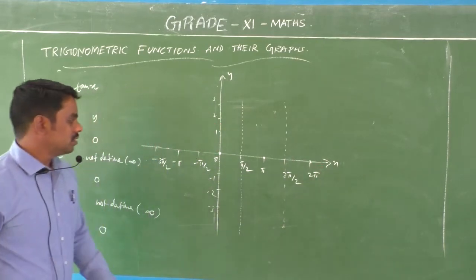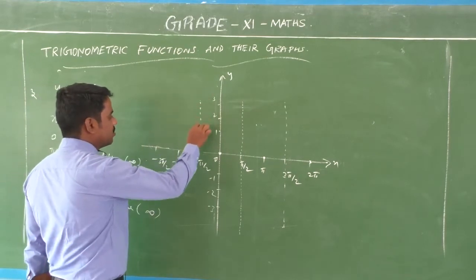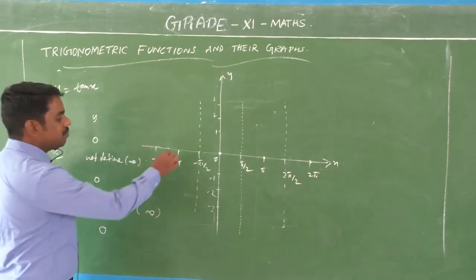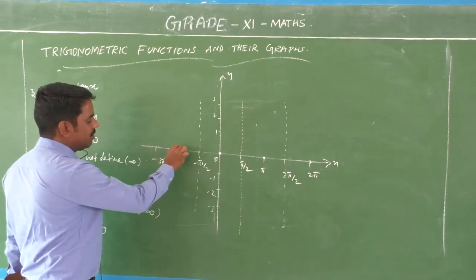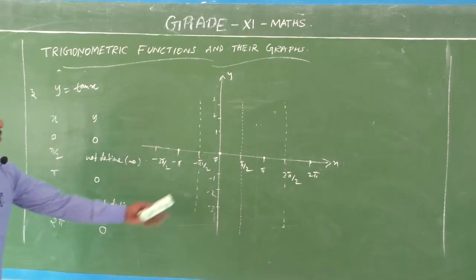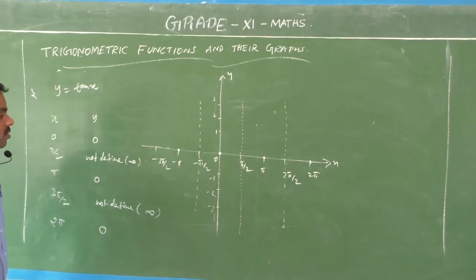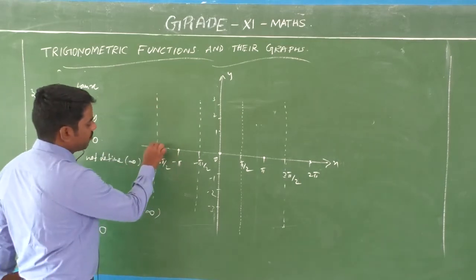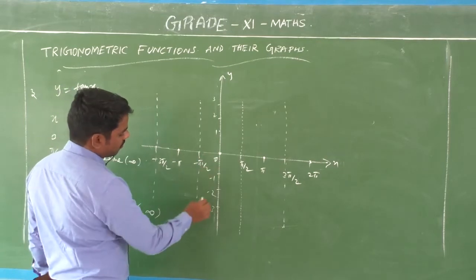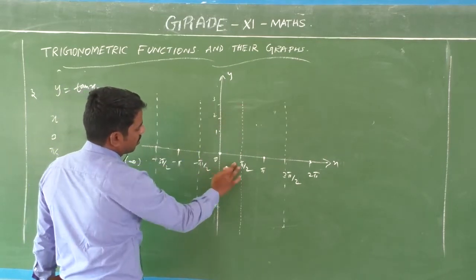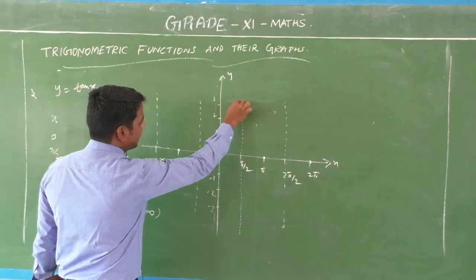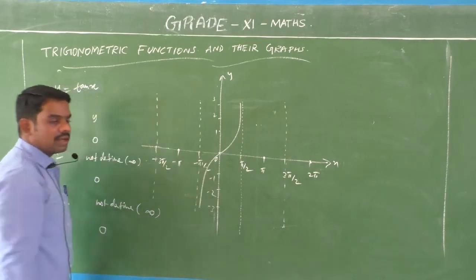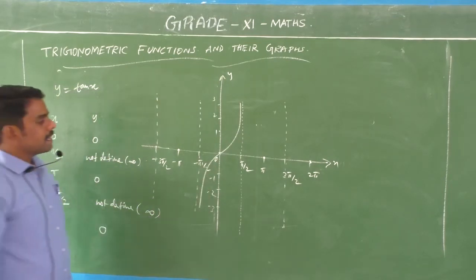Tan of minus pi by 2 is always infinite, not defined. Tan of minus pi is 0, the same as tan pi. Tan of minus 3 pi by 2 is always not defined. Okay. First of all, the curve y equal to tan x passes through 0 comma 0. Passes through 0 comma 0. Okay, right.